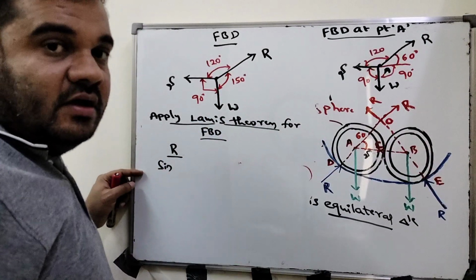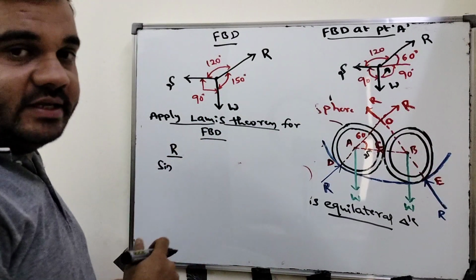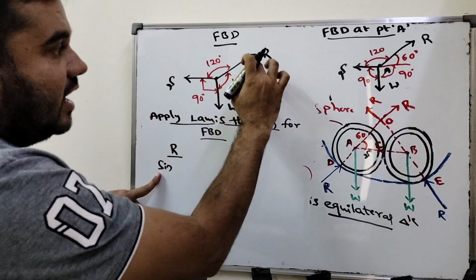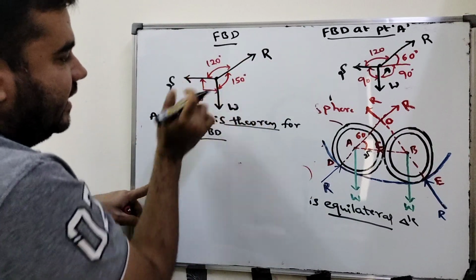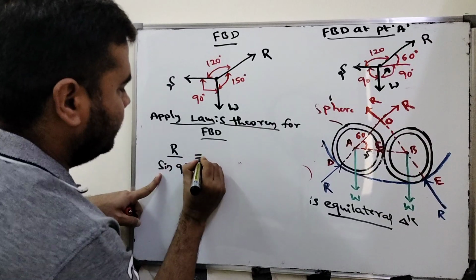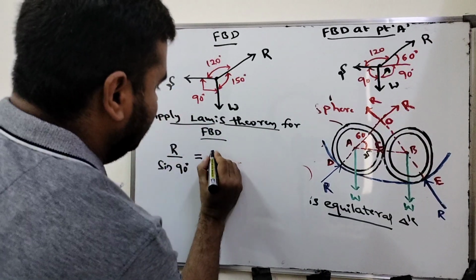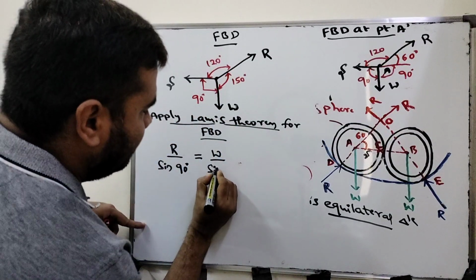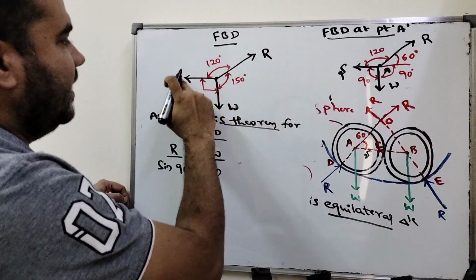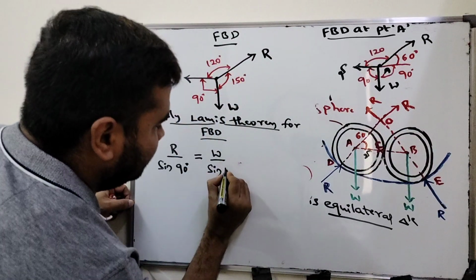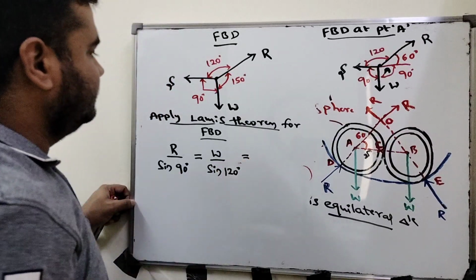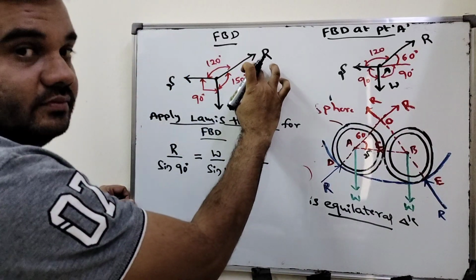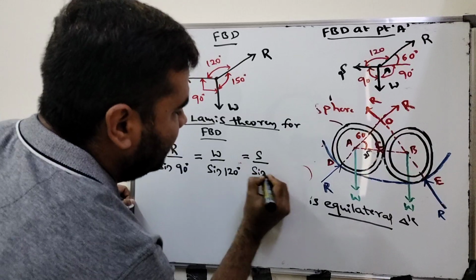We already solved so many problems in previous videos on how to apply Lami's theorem. R divided by sine of the angle between the other two sides. This is R divided by sine of 90 degrees, equal to W divided by sine of the angle between the other two sides, R and S, which is 120 degrees, equal to one more force, S, divided by sine of the angle between R and W, which is sine of 150.